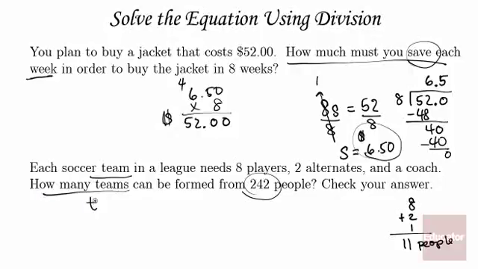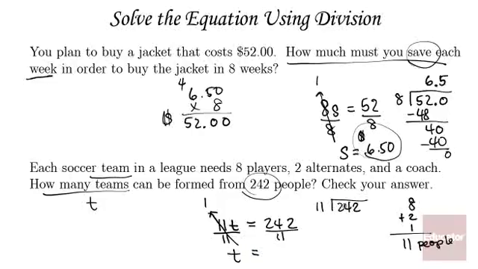So how many teams can be formed? That's my variable, T. T for teams. So 11 people times this many number of teams, T teams, will equal my total amount of people, 242. So let's divide by 11, the opposite of multiplying by 11, and find out how many teams we can make. This cancels to 1, and 1 times T equals T. I'm going to do my division problem on the side here. 11 will go into 24 twice, approximately, giving me 22. And that'll leave me with 22, so 2 again. So I could have 22 complete teams of 11 people to meet my total of 242.